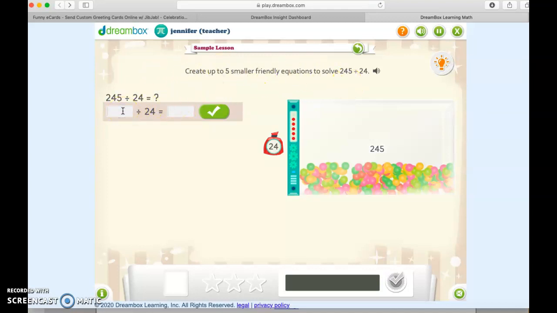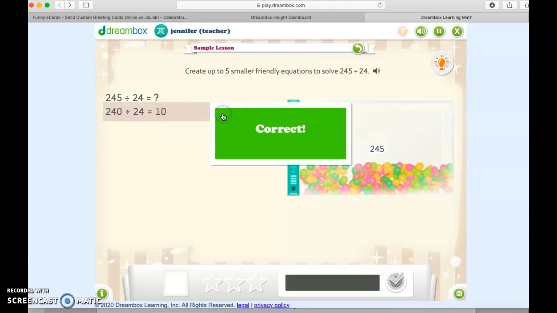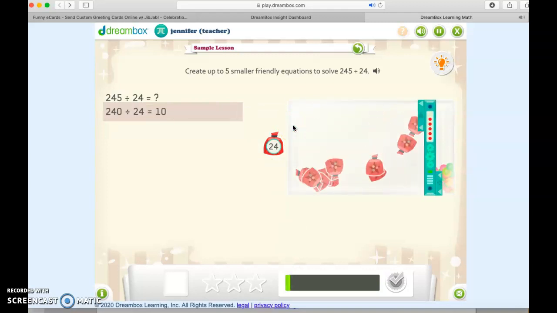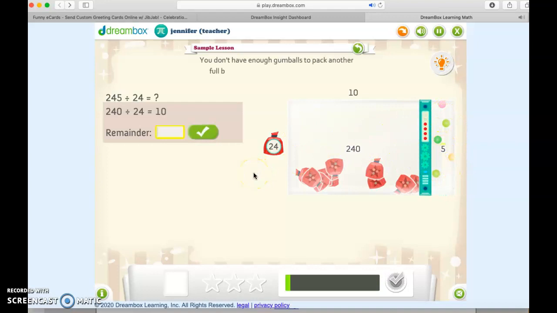But so what I would do is real nice and easy. I would go, okay, I can go 240 divided by 24 and get an answer of 10 and check it. It tells me if I'm correct. And then it shows me what's left over, okay, and what I still have to put into groups. Don't have enough gumballs to pack another. So remainder would be 5. And so that happened real easy.